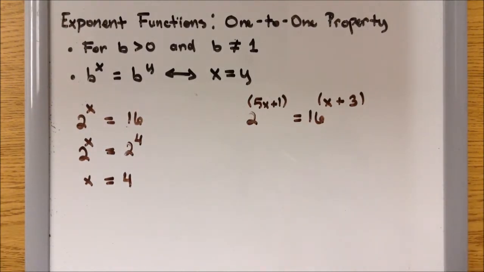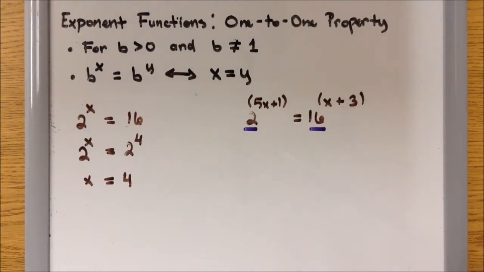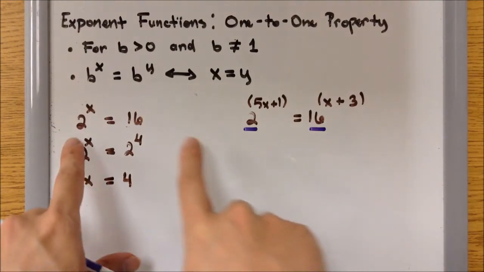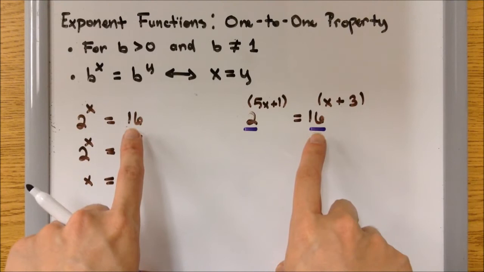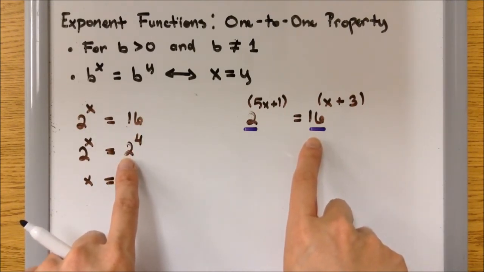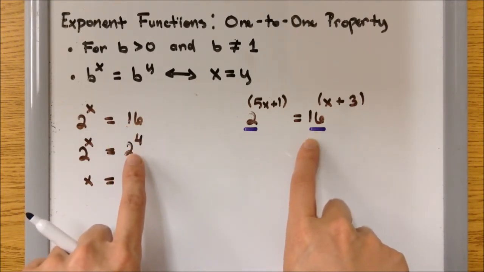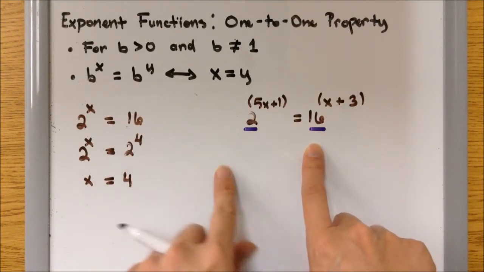Now for the real example, we have 2 to the power of 5x plus 1 equal 16 to the power of x plus 3. As you can see, the bases are different. So what we're going to do is convert into the same base. We have 2 right here and 16 right here. We're going to convert to the smaller base of 2, and 16 is the same as 2 to the 4th power. So I'm going to do the same thing and write it over here.